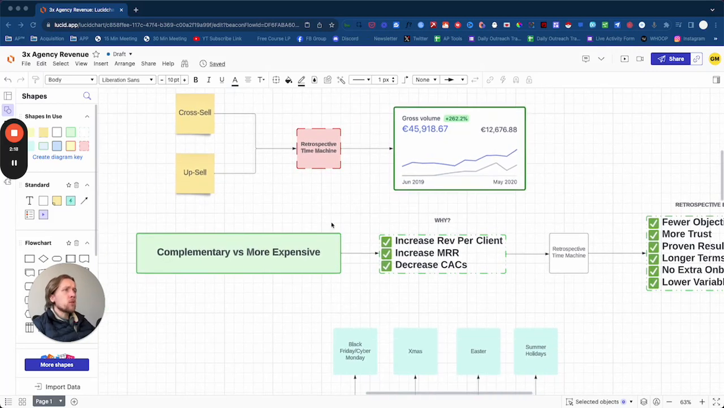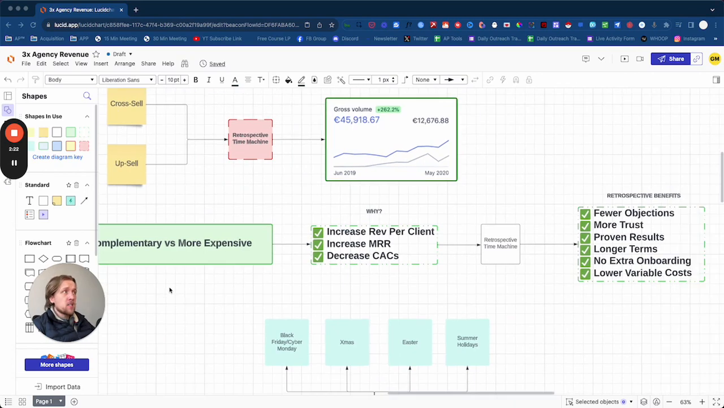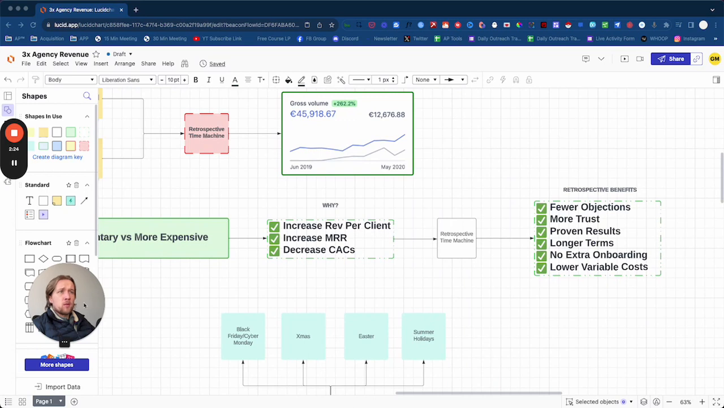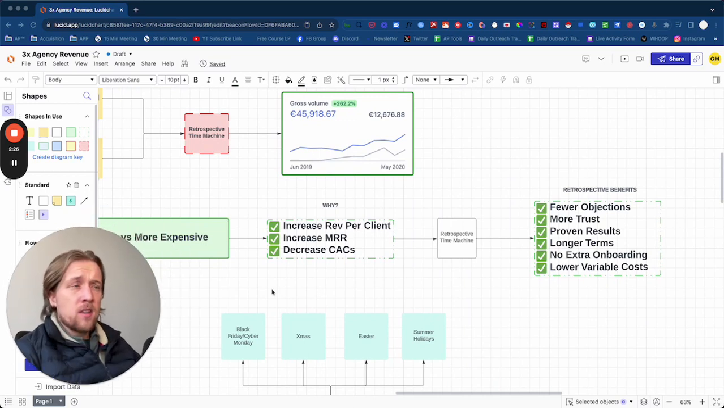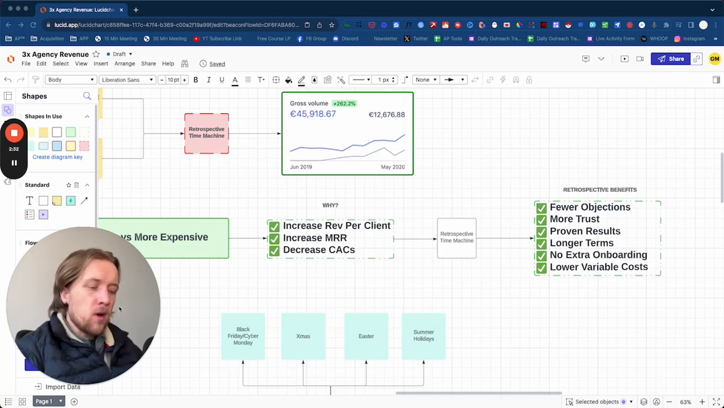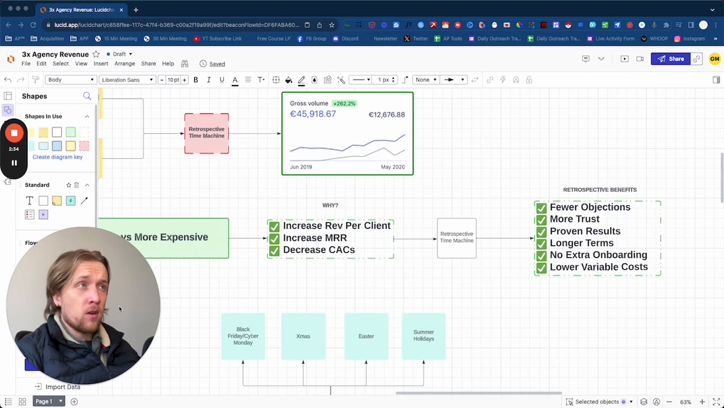So we talked a bit about the cross-sells and upsells being complementary and more expensive. And if you're not already using those in your agency, here are 3 reasons why it's very important to introduce them. First things first, it's going to increase your revenue per client. Why would you charge $2,000 a month when you've got 3 to 4 other complementary services that are quite easy for you to add, which add value to the client and increase your revenue from that client by an extra $500, $1,000, $3,000, whatever it might be?